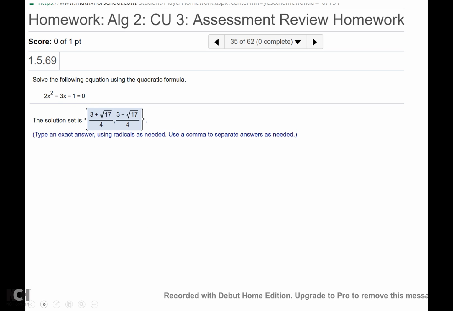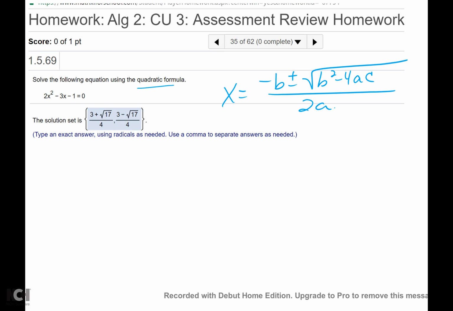All right. Solve the following equation by using the quadratic formula, which is negative b plus or minus the square root of b squared minus 4ac all over 2a. And in this problem, a is 2, b is -3, c is -1.